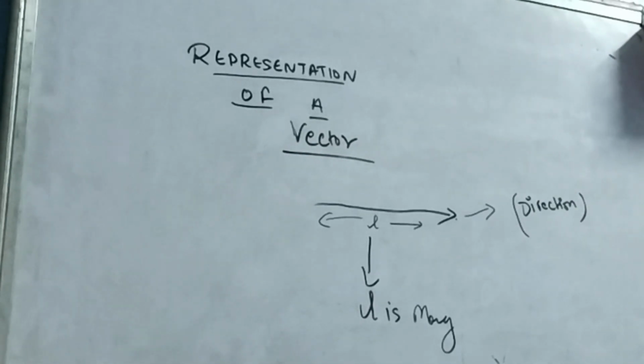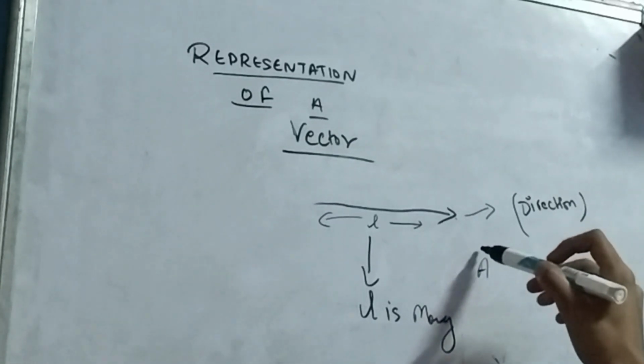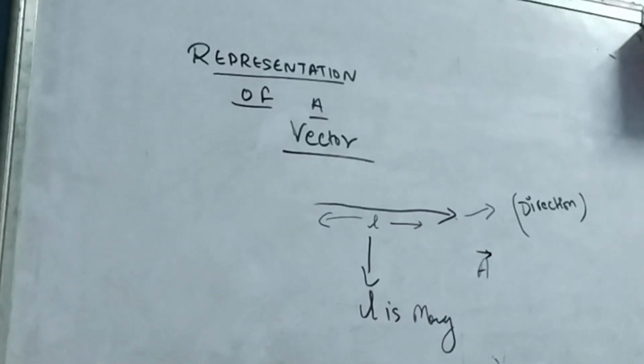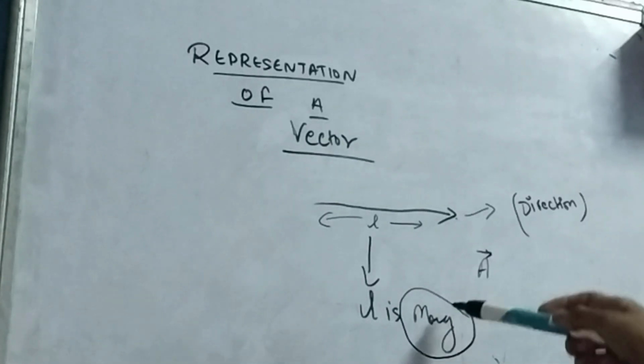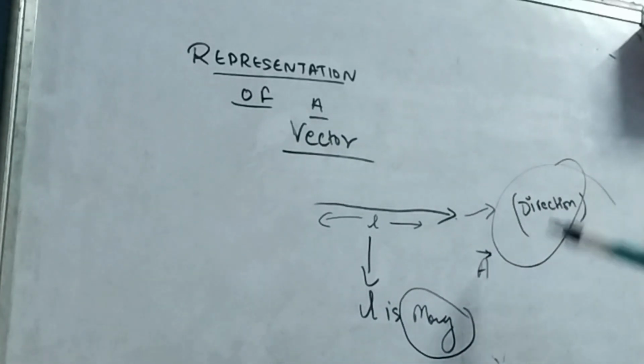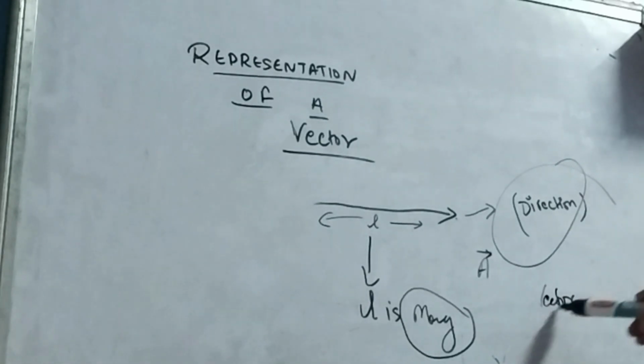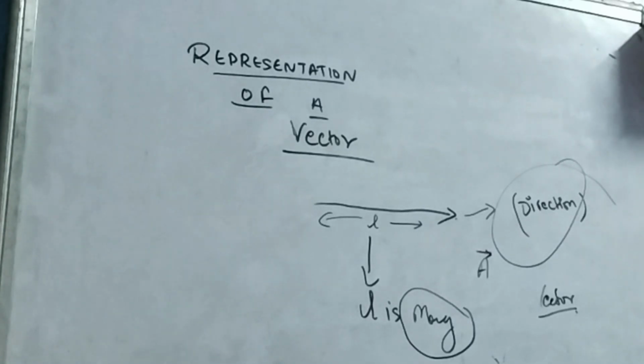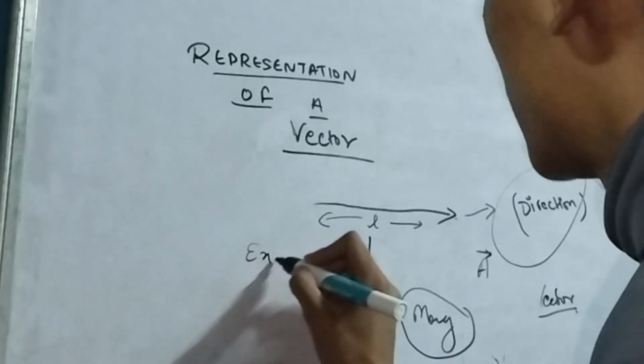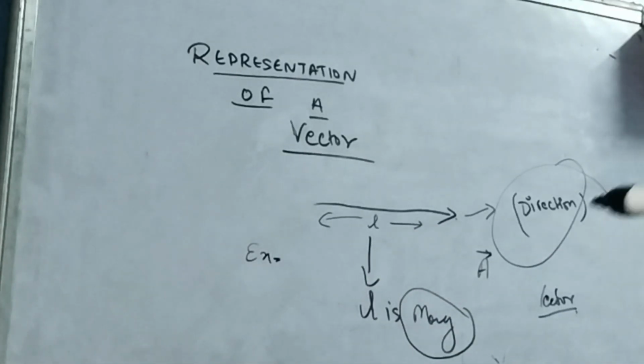Okay, we'll write vector like this. If we write A and this A is a vector, you have to write it like this. Got it? And this is a vector. There is a magnitude and there is a direction also. So this is a vector.